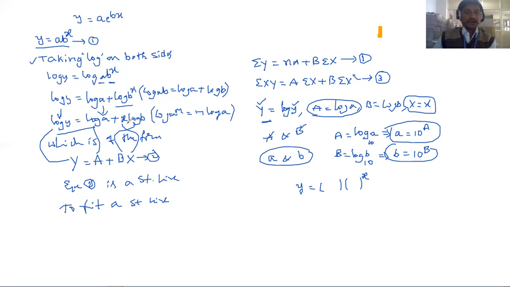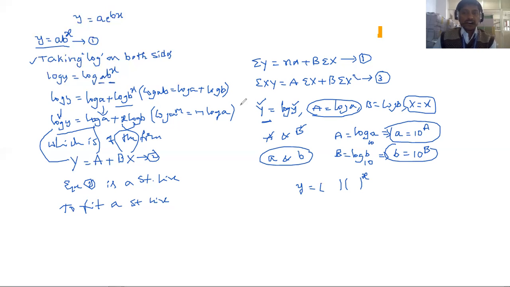So we write x log b. This is a non-linear curve, and we are converting it into a linear curve, so we compare it with the linear curve, that is, a straight line. That straight line is in the form of Y is equal to A plus BX, where capital Y is equal to log y, capital A is equal to log a, capital B is equal to log b, and capital X is equal to small x. Using this, we have to find the values of small a and small b.